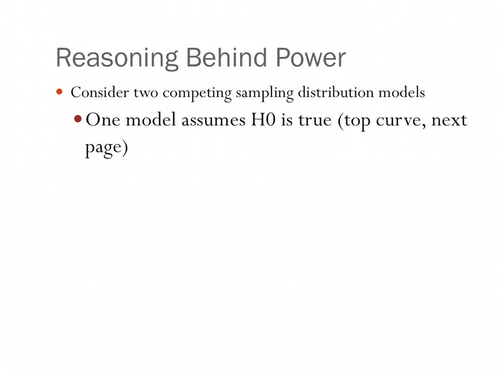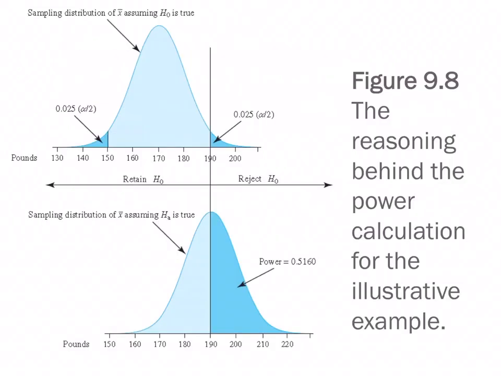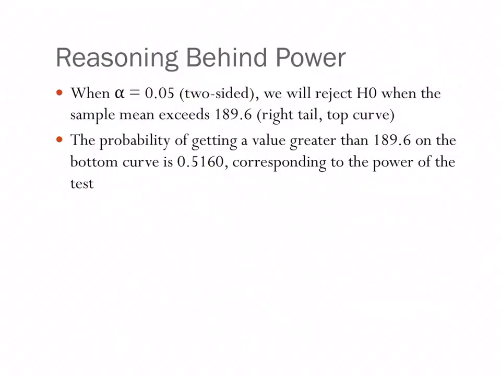So you consider two competing sampling distribution models. One model assumes that the null is true, top curve, and the other model assumes that the alternative is true. And so this is that illustrated example here. So here's where we have our alpha over 2, and then our power, shown here at 0.5160, assuming the alternative hypothesis is true. You want to strive for a power of at least 80 or higher. The higher the power, the less chance there is of making a type 2 error.